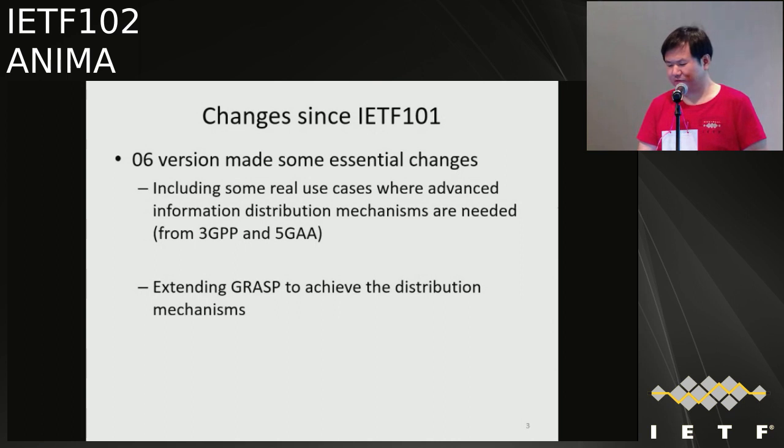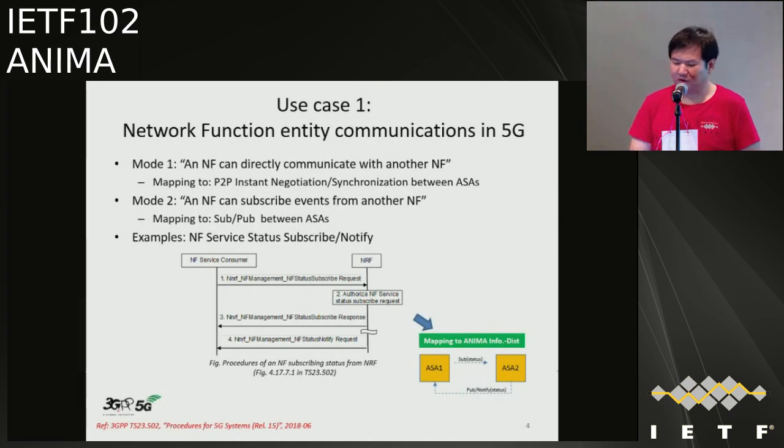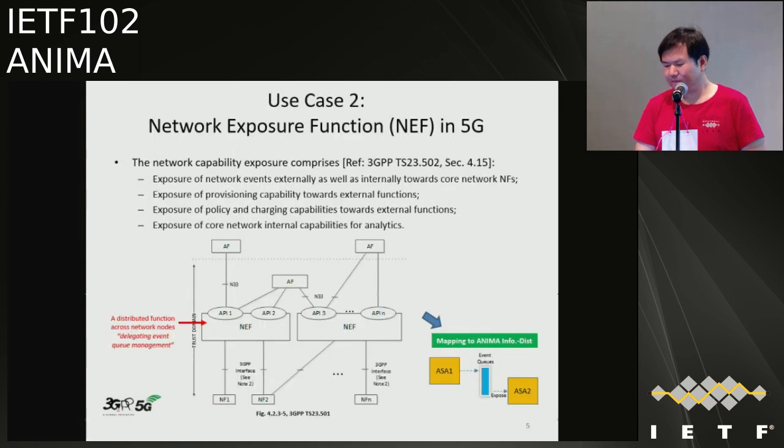Next, please. Okay, the use case one is the network function entity. As we can see in the figure, the service consumer needs to subscribe to some events from the network report function. And this is quite intuitive. Next, please.